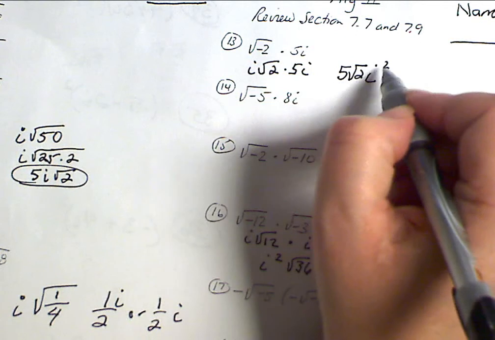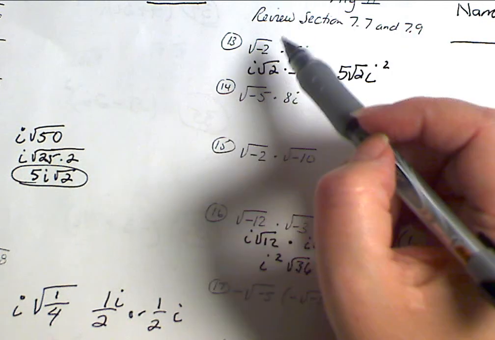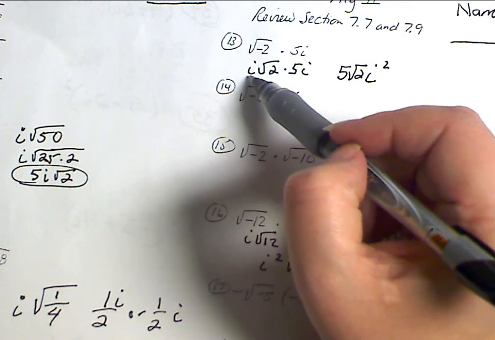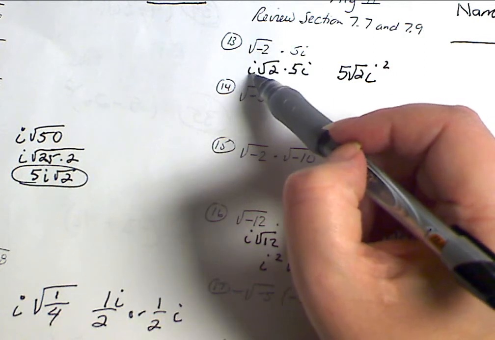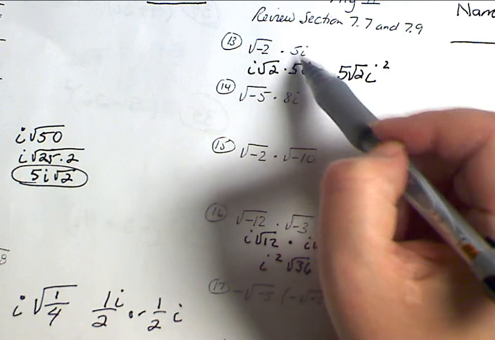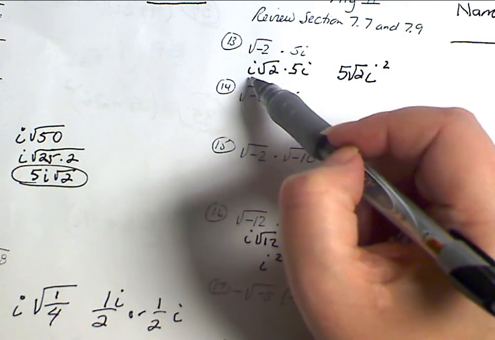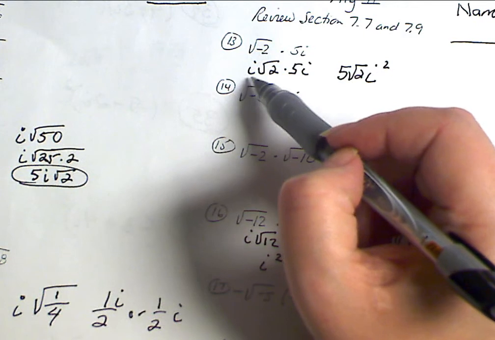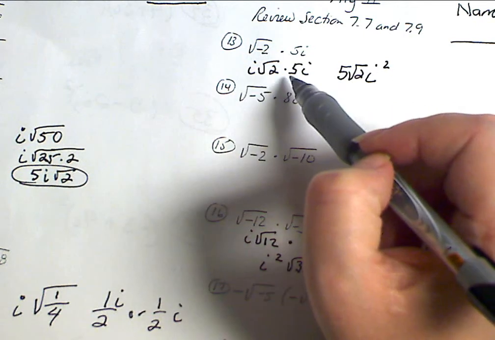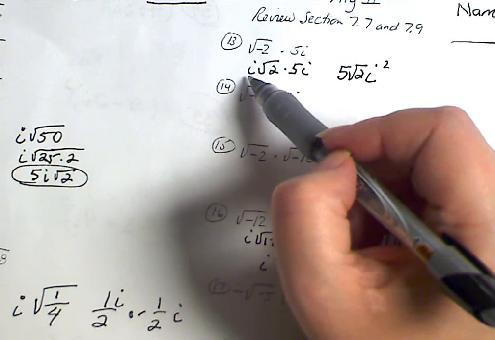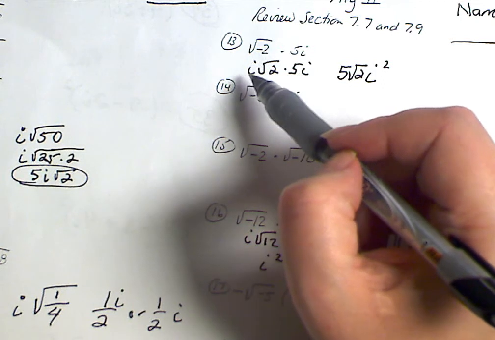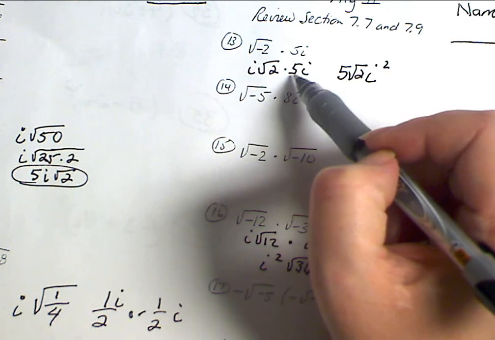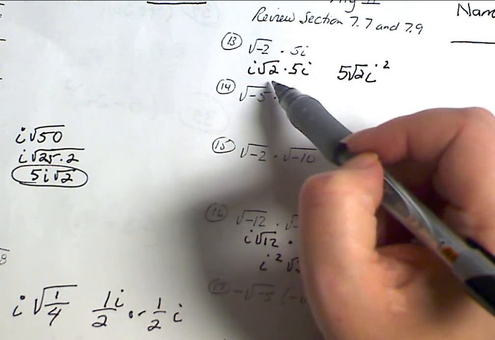Wait, why does the i go to 2? Okay, see the negative there? So what's this, i radical 2, right? And times 5i. You're multiplying like terms. Why can't you multiply i with the square root? No, the i is in the front. The square root of a negative number is i, and it comes out in the front.